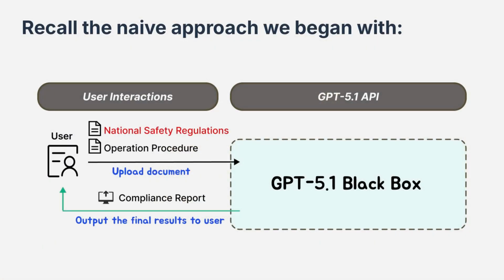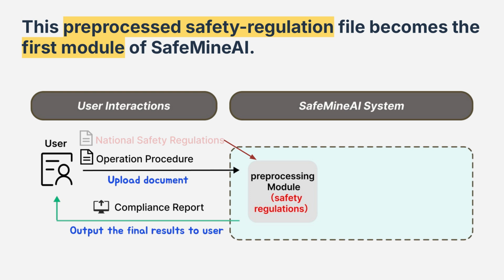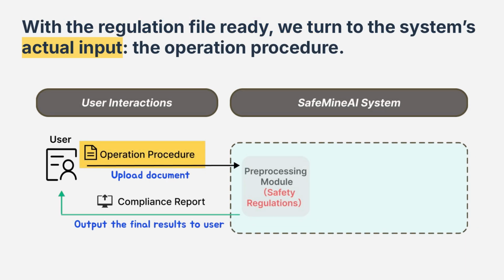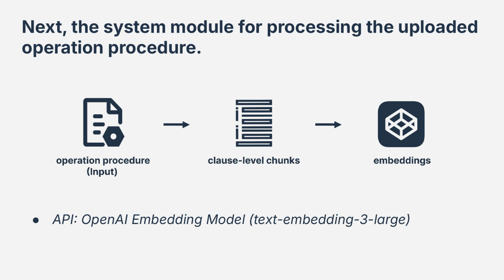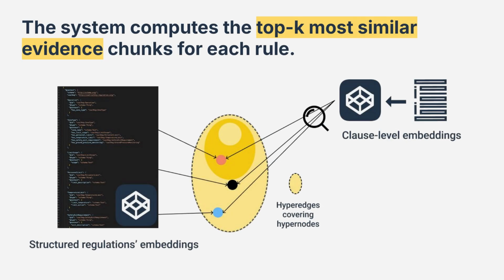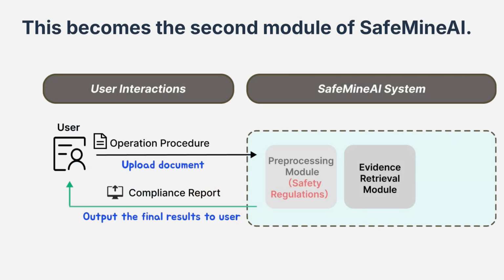Let's remember what we did for the naive approach. We sent everything to GPT and it failed. Then this pre-processed safety regulation field becomes the first module of our SafeMine AI. With the regulation field ready, we continue to the actual input, the operation procedure. To process the input, we split it into clause-level chunks and embed them. Then the system computes the top-K most similar evidence chunks for each rule. This becomes the second module of our SafeMine AI.